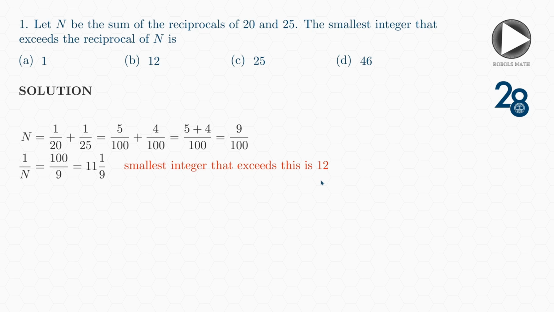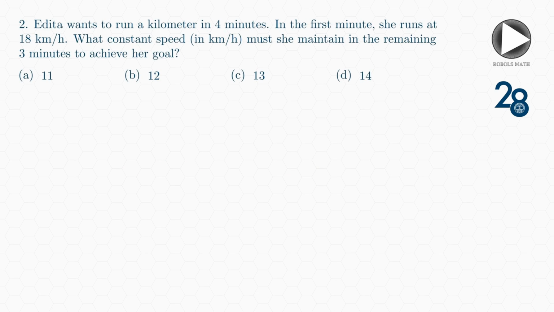Next, we move on to the second question. Edita wants to run a kilometer in 4 minutes. In the first minute, she runs at 18 kilometers per hour. What constant speed in kilometers per hour must she maintain in the remaining 3 minutes to achieve her goal?